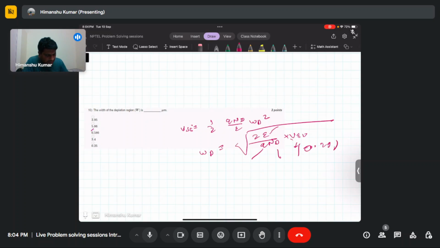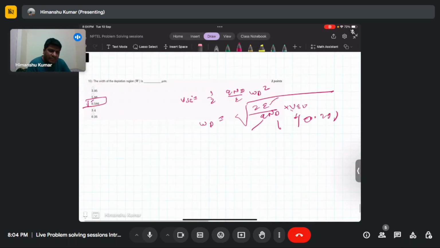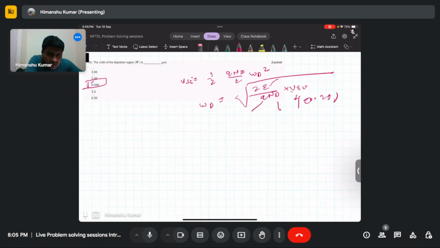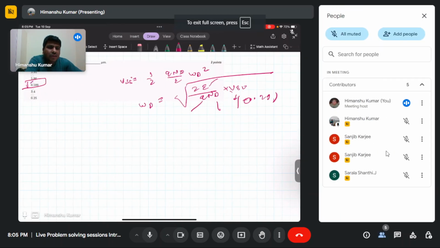So the correct answer you will reach is around 0.586, and that is the width of the depletion region, and that is in the micrometer range. So that was the last problem from my side. If you have any doubt in the questions we discussed today, you can ask.